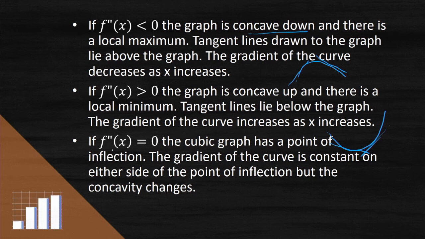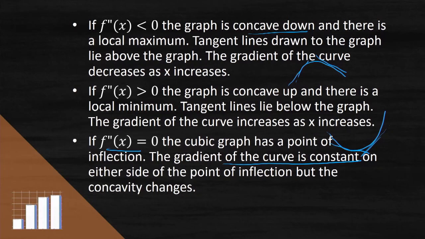And of course, if the second derivative is equal to 0, then we are looking at a point of inflection. Importantly, at a point of inflection, the gradient of the curve is constant on either side.